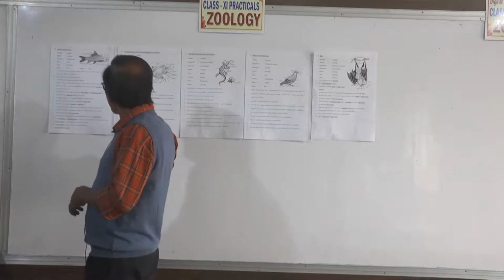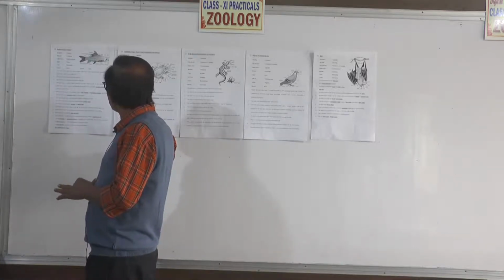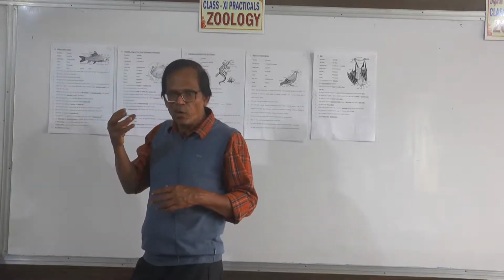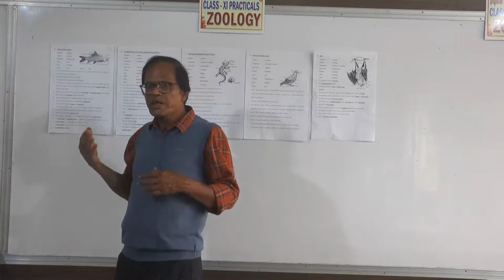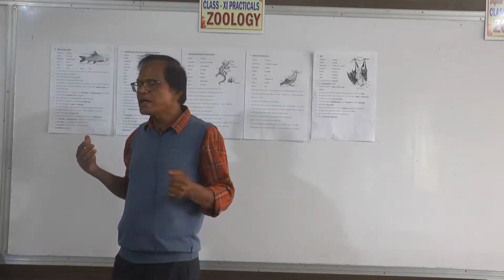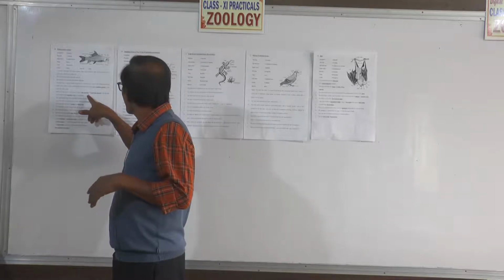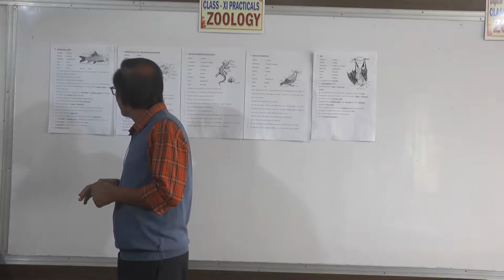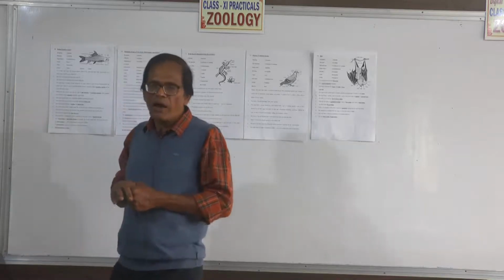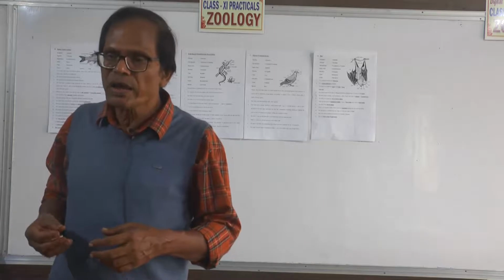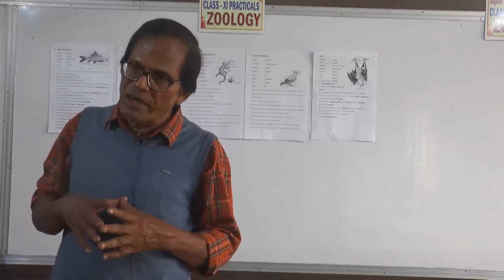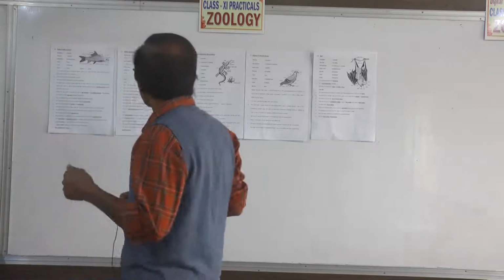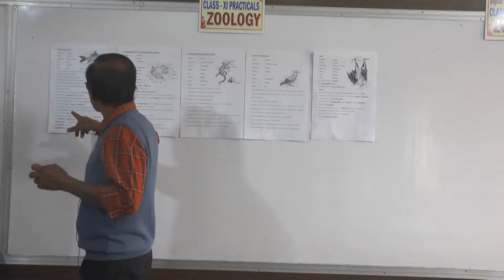Behind the eyes, there is a pair of gill openings. There will be one gill opening on each side. On the left side, there will be one gill opening. On the right side, there will be another gill opening. These are the branchial openings. The openings are covered by bony opercula. Operculum is singular and opercula is plural. Each gill opening is covered by a bony operculum.